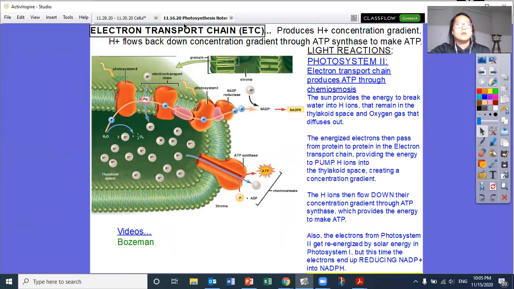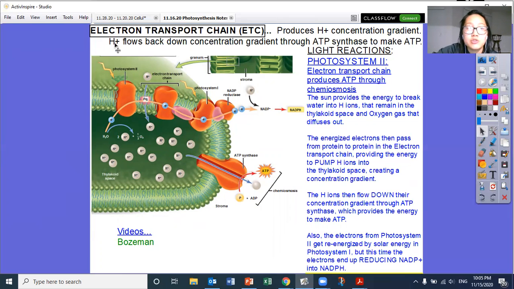So overall, the electron transport chain, and we'll refer to the electron transport chain as the ETC a lot of the times just because it's easier to write or easier to say. So the ETC is in charge of producing the hydrogen plus gradient. Remember, it means that one side of the membrane is going to have a lot more hydrogen protons than the other side of the membrane.